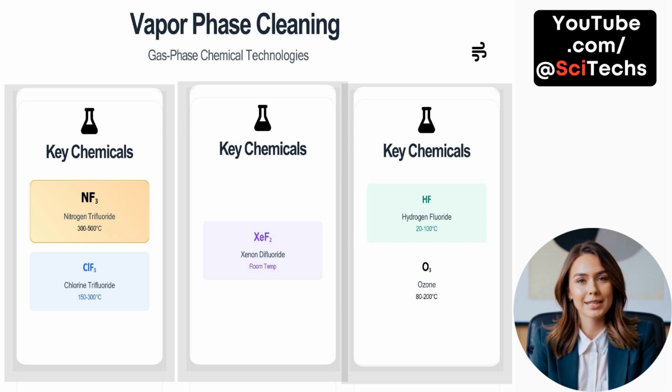Another high-temperature cleaning gas is chlorine trifluoride, which functions at 150 to 300 degrees Celsius and is known for its aggressive cleaning action. Xenon difluoride is unique in that it works at room temperature, making it ideal for selective etching applications, particularly for sacrificial silicon layers. Hydrogen fluoride, or HF, functions in a lower temperature range of 20 to 100 degrees Celsius and is used for removing native oxides. Lastly, ozone, O3, is used between 80 and 200 degrees Celsius for oxidizing and stripping organic residues.